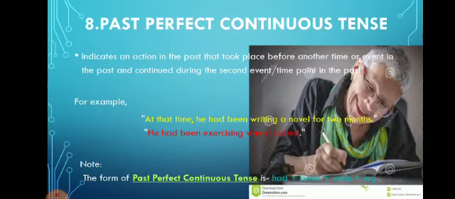Next one, past perfect continuous tense. Long span of time is used here for an action, but not in the present, in the past. It indicates an action in the past that took place before another time or event in the past, continued during the second event or time point in the past. He had been running a shop in Chennai 10 years ago.